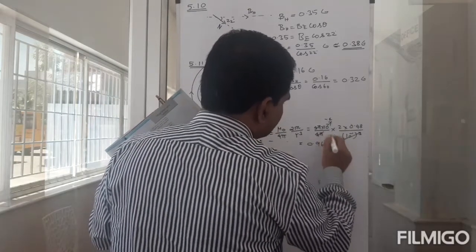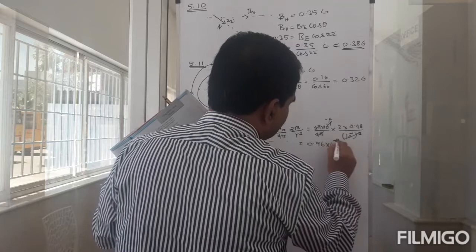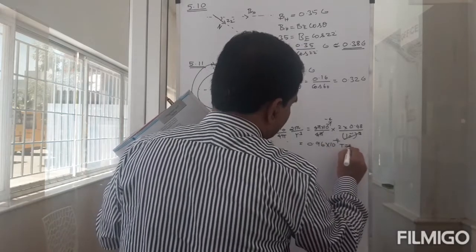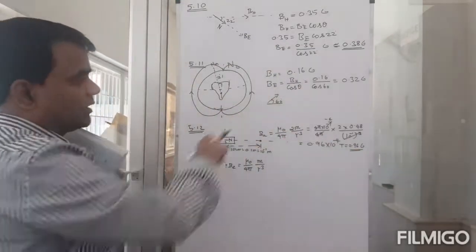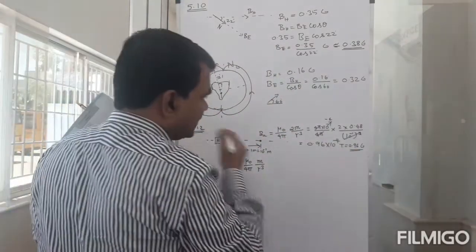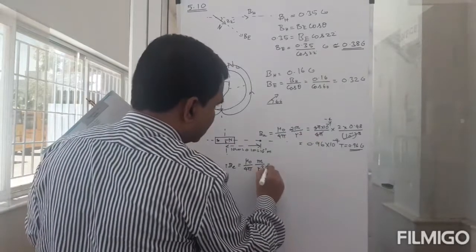2 into 0.48 will give you 0.96 into 10 power minus 4 Tesla, or 0.96 Gauss along this point. And along this other point, it is the same thing, except that you're not going to get 2 there.